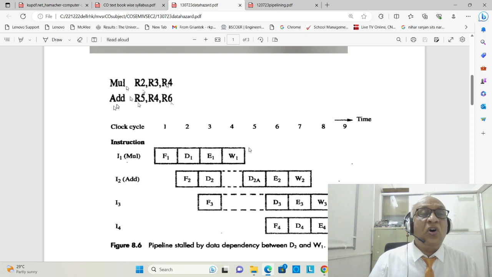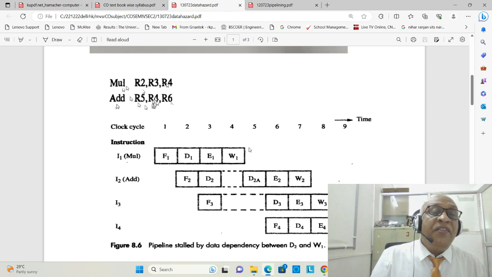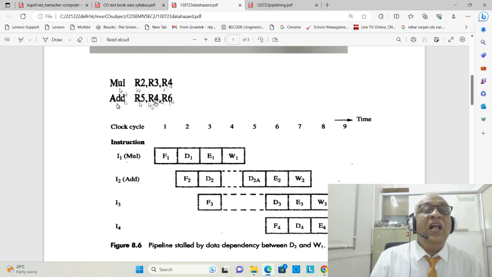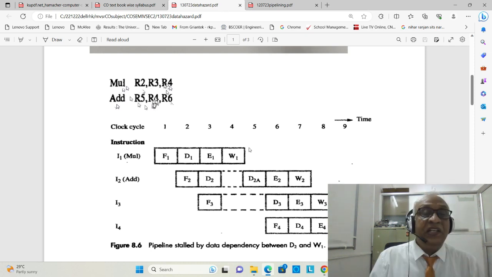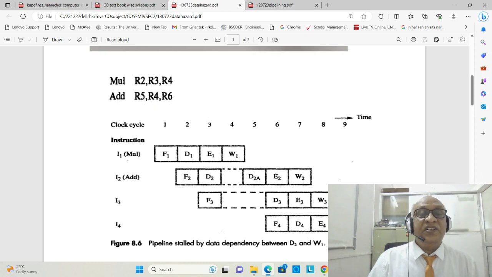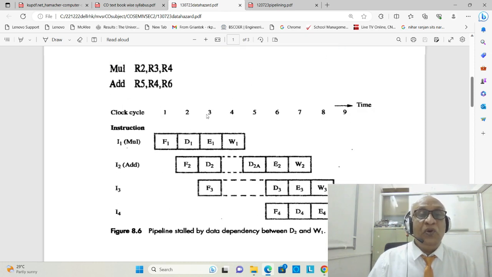It means if we are trying to perform multiplication and addition concurrently, it may happen that while decoding, the add instruction comes to know that there is a dependency on R4 and R4 is yet to be calculated. This kind of situation may occur. Let us try to understand the same thing with the help of the diagram depicted below.